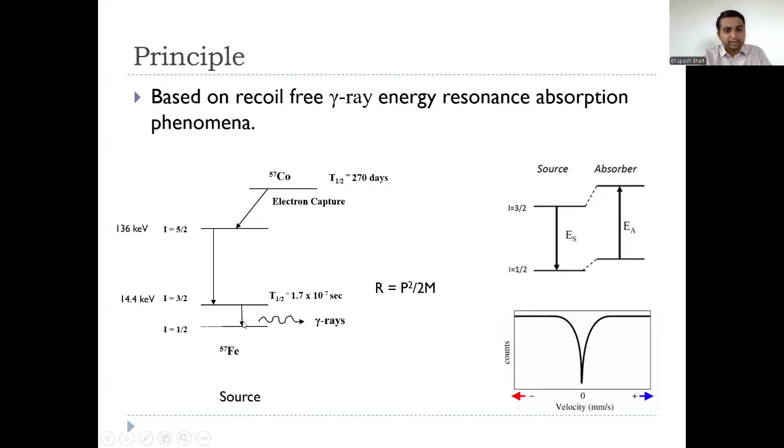Now when the gamma radiations are emitted from here, some amount of energy is recoiled. That recoil energy is R, and R can be expressed as P squared by 2m, where m is the mass and P is the momentum. We are talking about the resonating condition. So our first problem is: what is the magnitude of energy of the gamma radiation emitted from here? That we don't know, because of this recoil factor R. And what is the second problem?